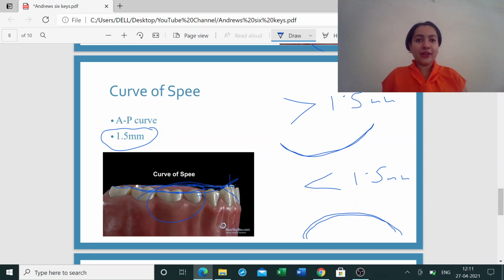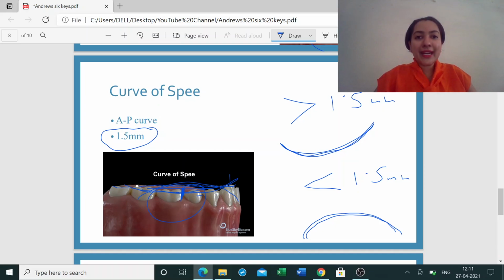Second, how you can do it is just place a ruler on the lower model or the lower cast. It should touch the posterior teeth as well as the anterior teeth. So the vertical distance which you get, if suppose this is your ruler, this is the teeth, this vertical distance is your curve of Spee. You can measure how much is the vertical distance, so you know your curve of Spee. In case it is 7, what does it indicate? It is excessive curve of Spee.